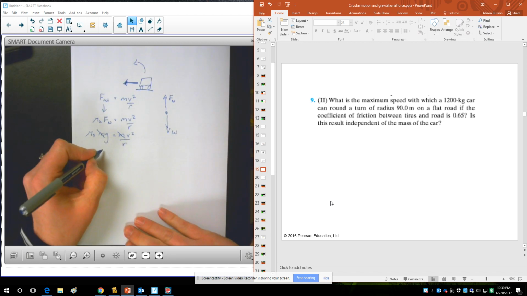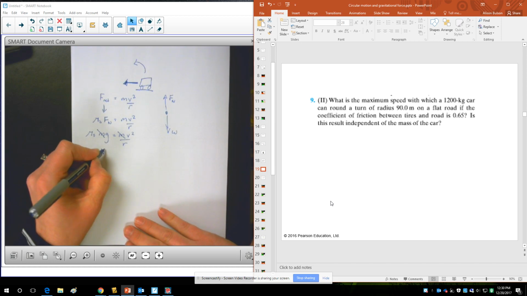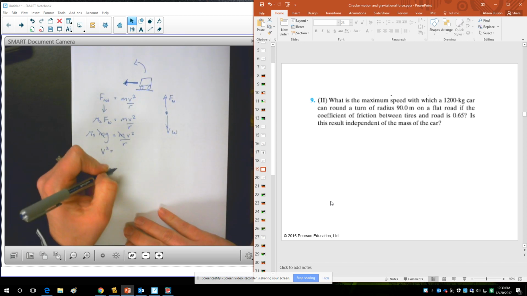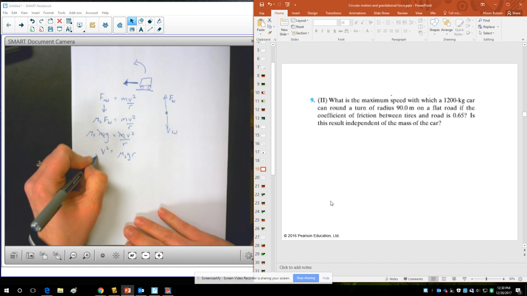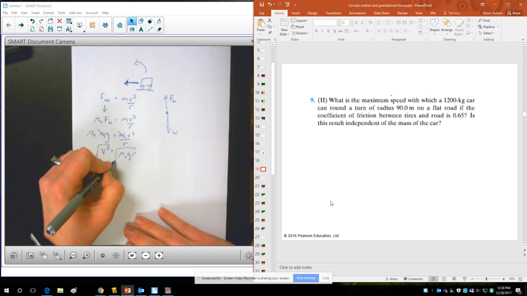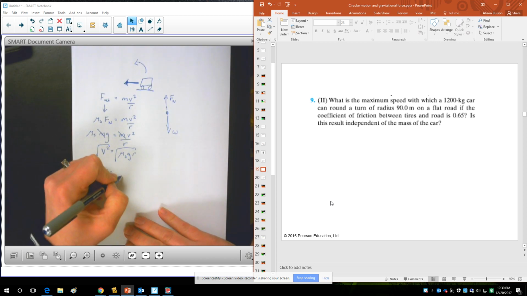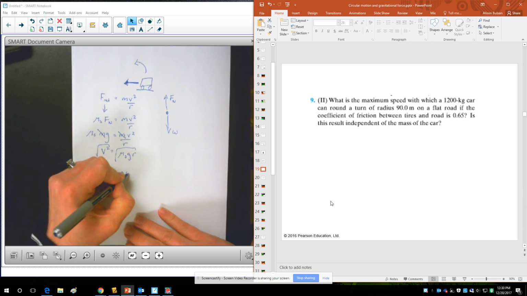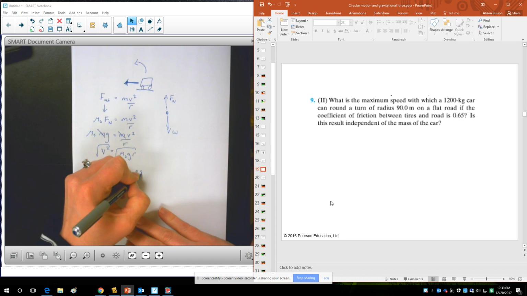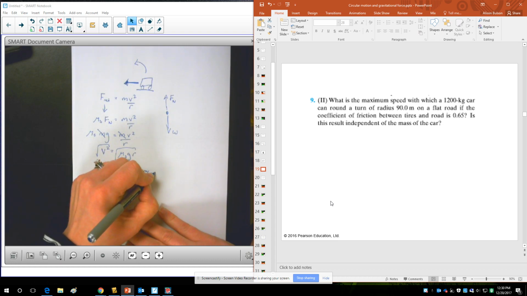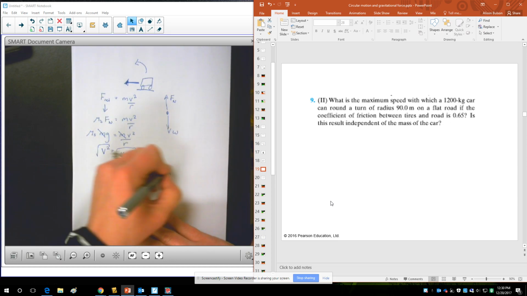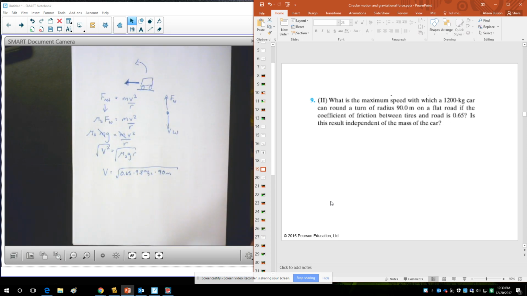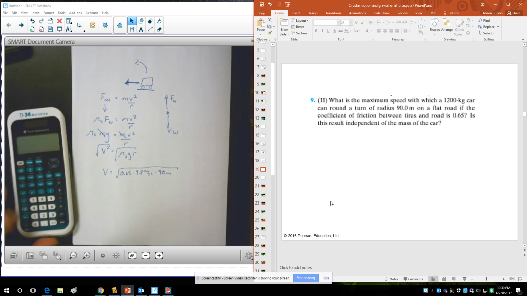So again, we're searching for the minimum speed, so v squared is equal to mu sub s times g times r, and then we might as well take the square root of both sides. So v is the coefficient of friction, 0.65, times 9.8 meters per second squared, times the radius of 90 meters, and I've got to take the square root of the whole pile. There's no units on mu sub s. It's just a pure number.